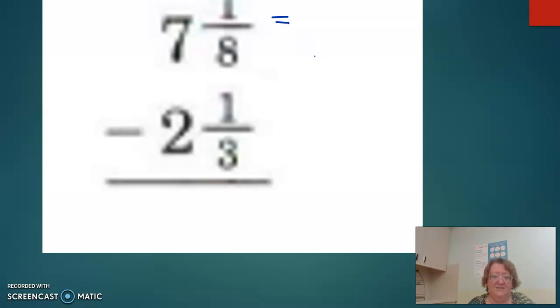And if we count the 3s, let's do that together. 3, 6, 9, 12, 15, 18, 21, 24. So now I need to make equivalent fractions. How did I get from 8 to 24? Times 3. So 1 times 3 would be 3. Now I need 24 down here. How did I get from 3 to 24? Times 8. 1 times 8 is 8.